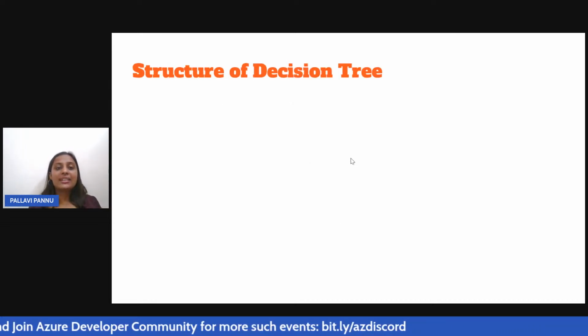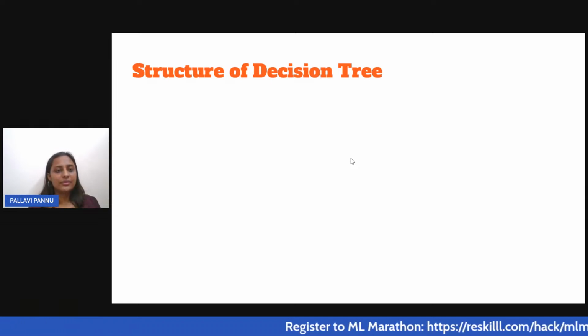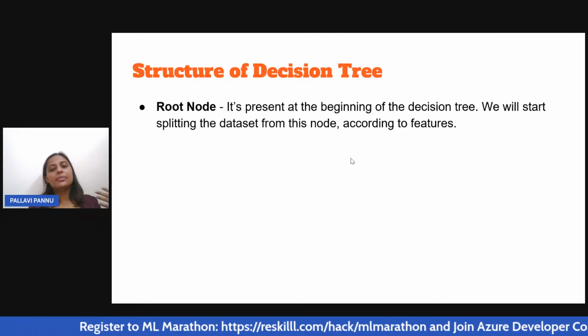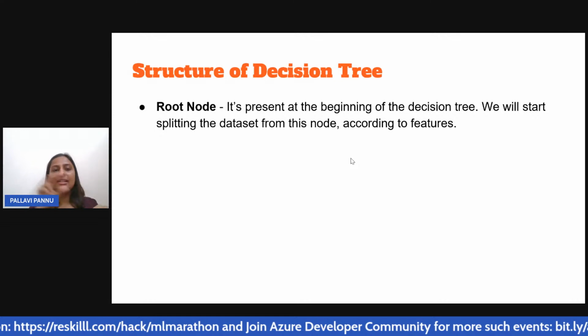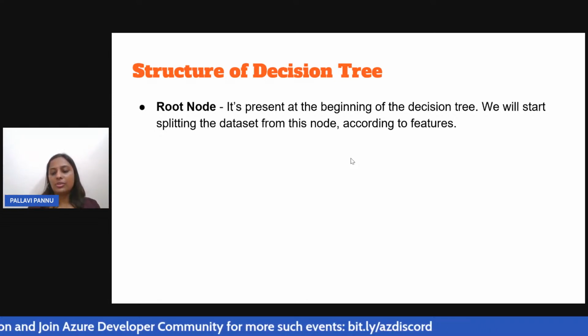First, let's discuss the structure of a decision tree. Can you comment what will be my first topic that I'm going to tell you? Yeah, it's the root node. The root node is present at the beginning of the decision tree. From the root, you will start splitting the data set into nodes, and then again you will split according to the features.